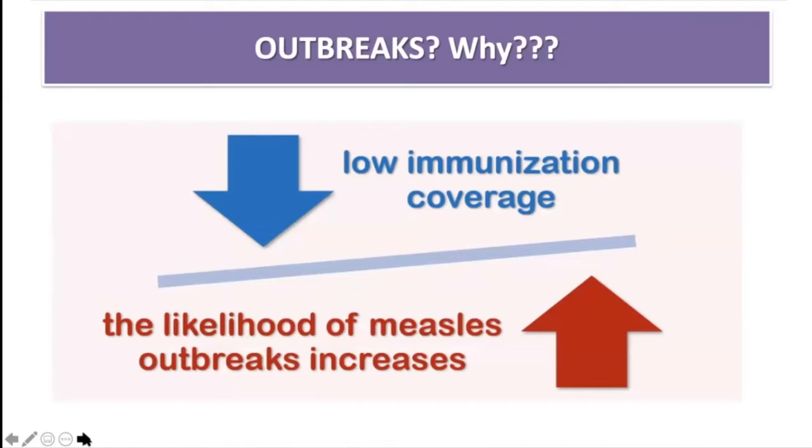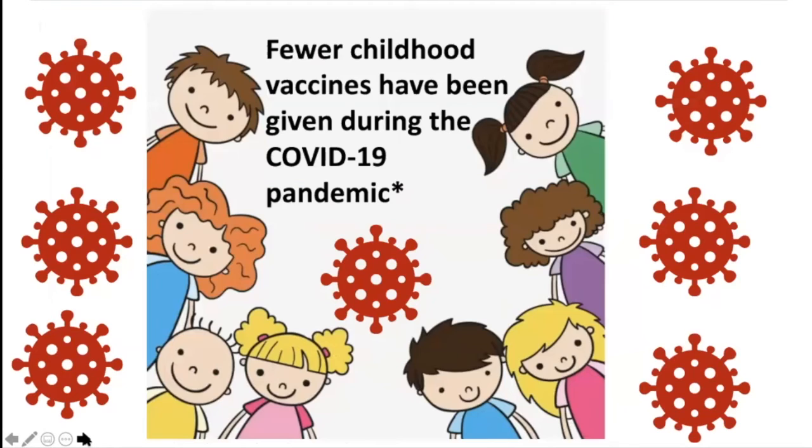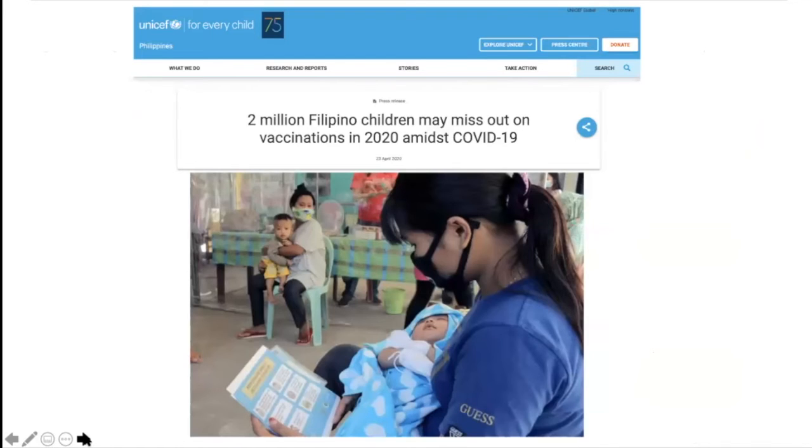So, problema na natin po siya dati, mas naging doble, triple ang problema ngayong meron tayong pandemya. So, fewer childhood vaccines have been given during the COVID-19 pandemic. Hindi lang naman problema ang measles, pero yung ibang mga vaccine preventable diseases, problema din natin. In fact, it has been said that 2 million Filipino children may have missed out their vaccinations in 2020, and it still continued to increase now in 2021 amidst the COVID-19 pandemic.